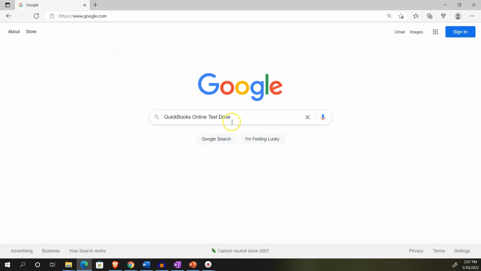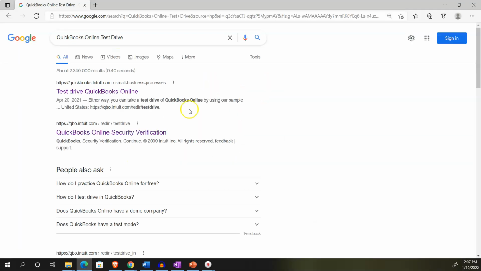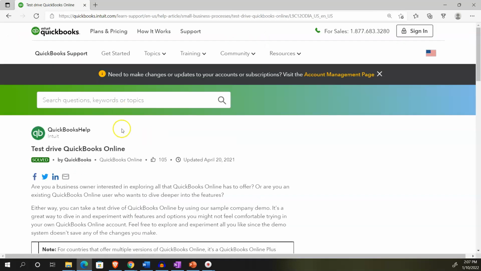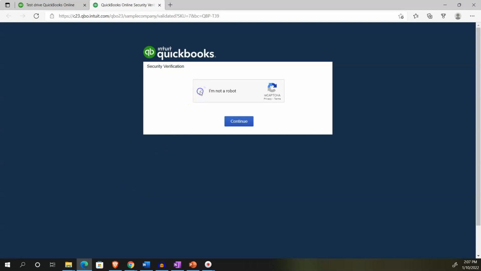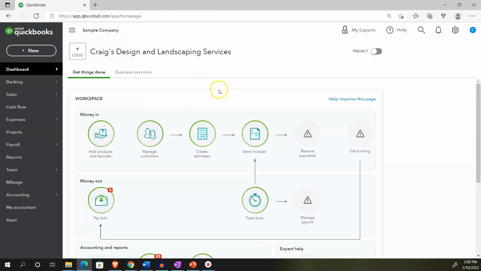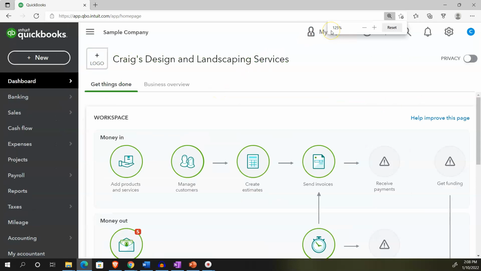Online in our browser, searching for QuickBooks Online Test Drive, going into the test drive, going into the United States version and verifying that we're not a robot. Sample company, Craig's Design and Landscaping Services, holding control, scrolling up a bit to get to that 125%.